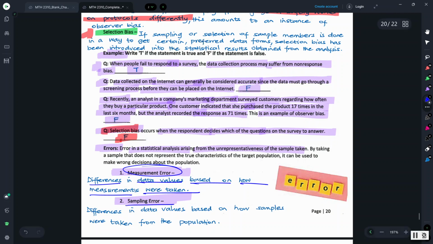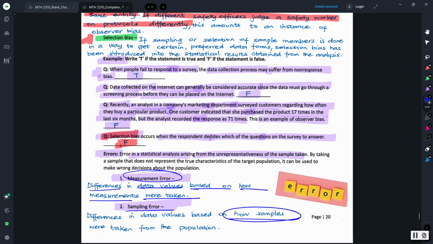Whereas for sampling error, if you pick a sample in a way that it is not random or not representative of the population, then you end up with different data values between what the sample units gave us and what the entire population actually holds as facts. So this will lead to sampling errors.